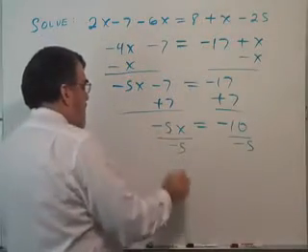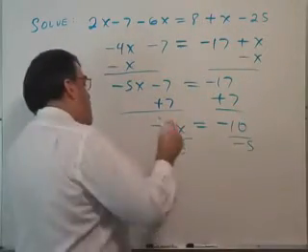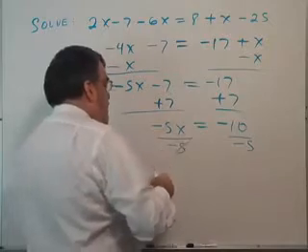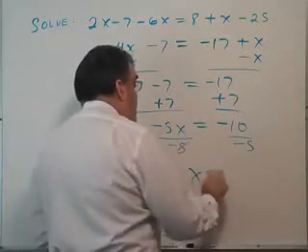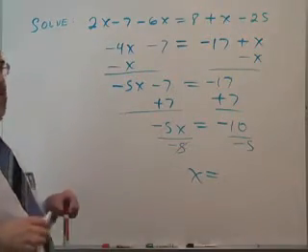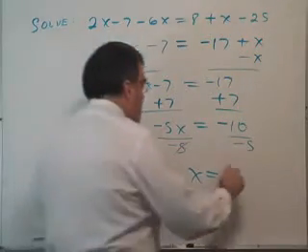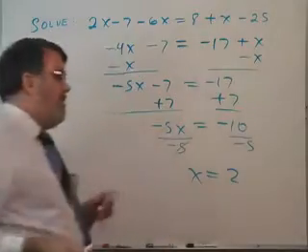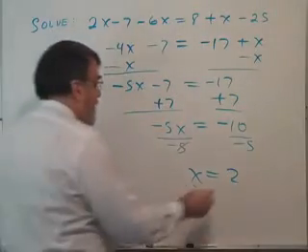All right, now these cancel, leaving x equals negative 10 over negative 5. Always simplify your fractions, and this comes out to be 2, exactly 2. So, all right, there's our answer.